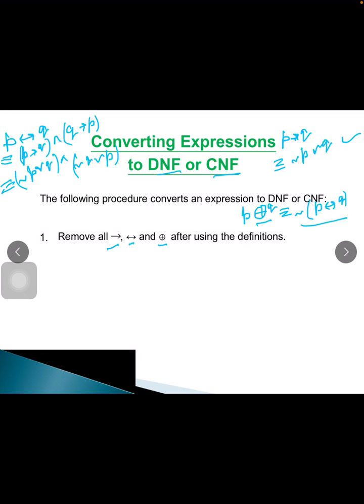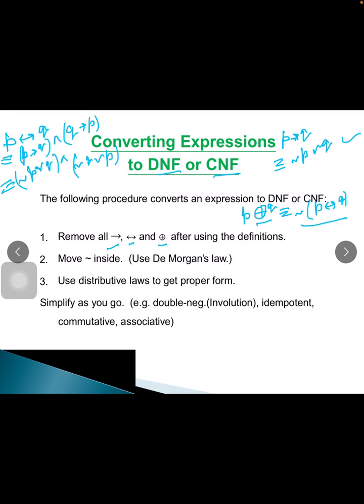Clear? Now the second one is you have to move the negation inside, means when you convert to DNF and CNF, you need to use De Morgan's law if you have the negation. Suppose you have the negation of P implies Q, then you use De Morgan's law, right? After that you need to use the distributive law to find the DNF or CNF. And you can use many other laws here, like the double negation.